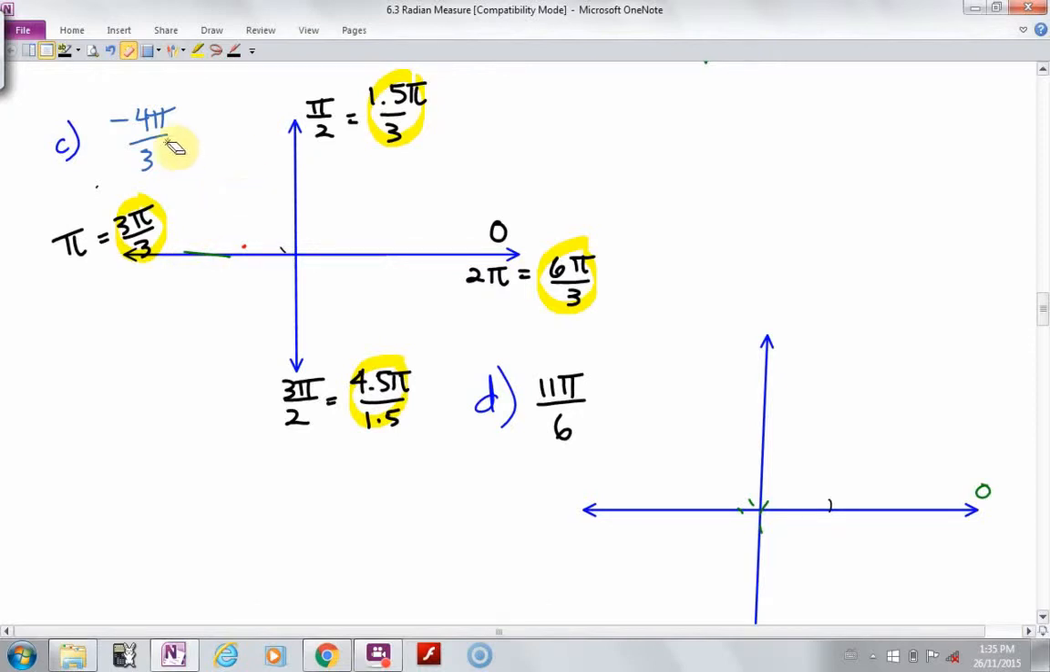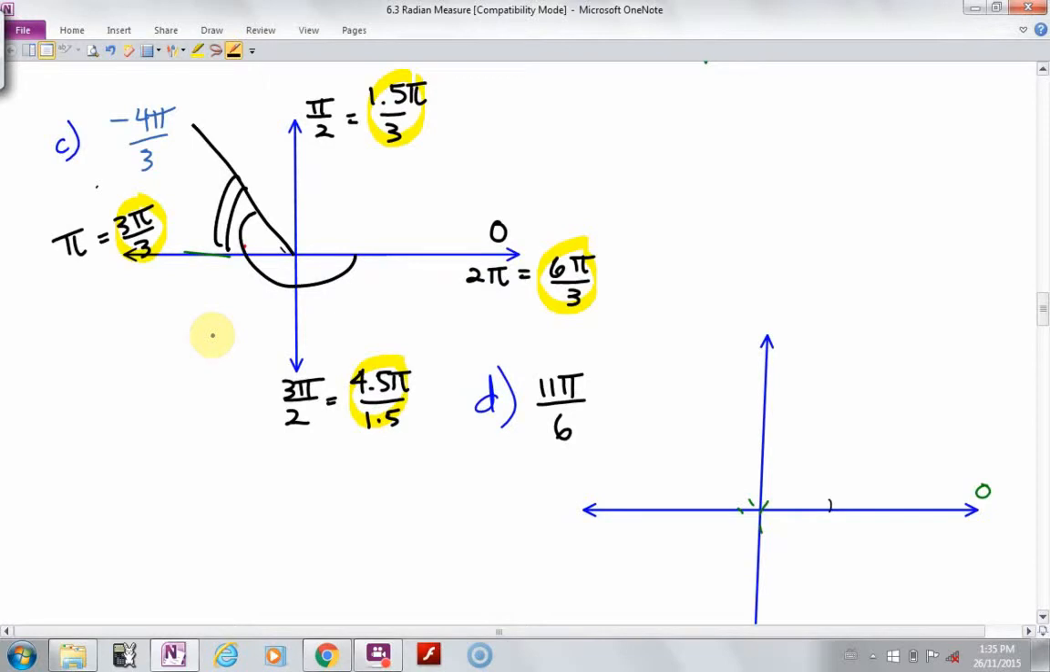Okay, negative is harder because we labeled everything in positive angles. Okay, so negative 4 pi by 3 is here. Okay, second quadrant. But what is the reference angle? What is this angle right here? That's what I'm asking you for.